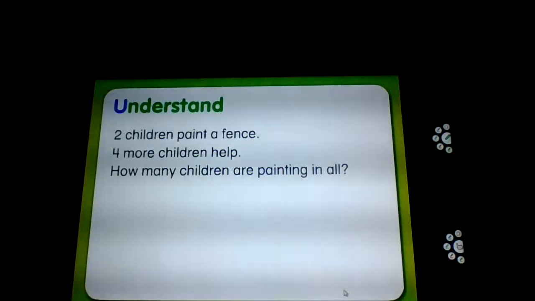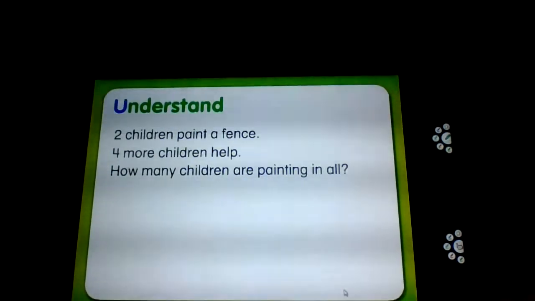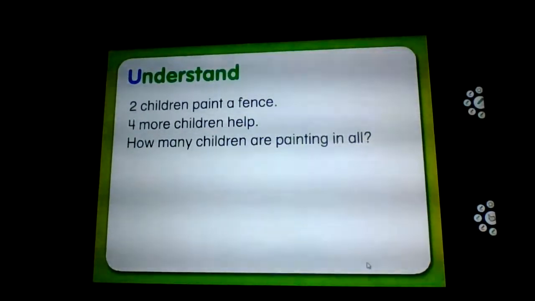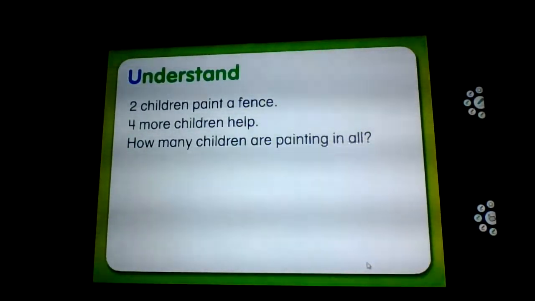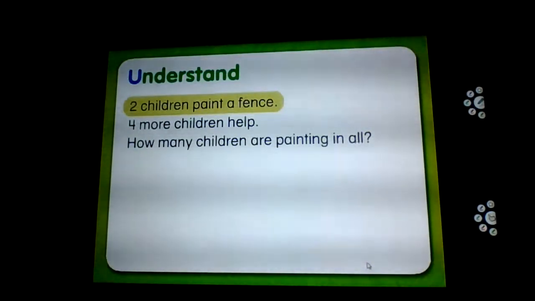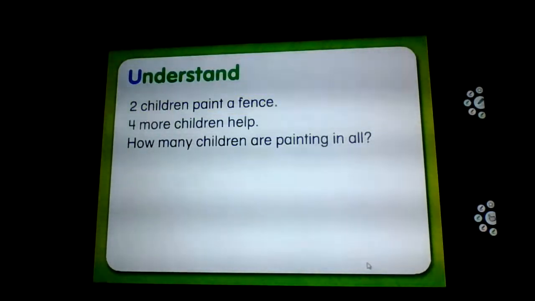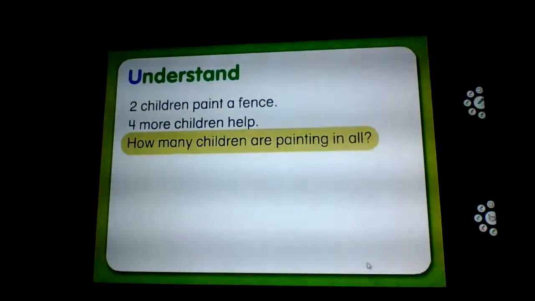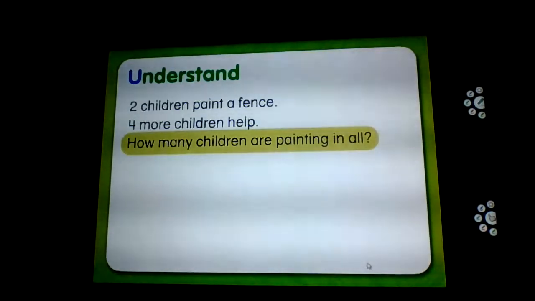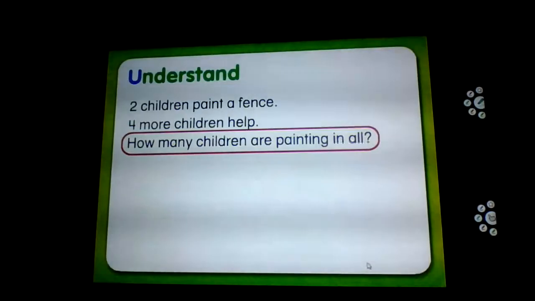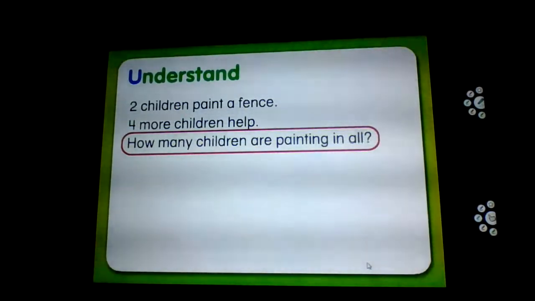Write a number sentence. 2 children paint a fence. 4 more children help. How many children are painting in all? First, we need to understand the problem. We can do this by asking ourselves, what do I need to find? Let's look back at the problem. 2 children paint a fence. We are told something in that sentence. Let's read on. 4 more children help. We are told something else in that sentence. How many children are painting in all? We need to find how many children are painting. Let's circle that sentence since it tells us what we need to find.